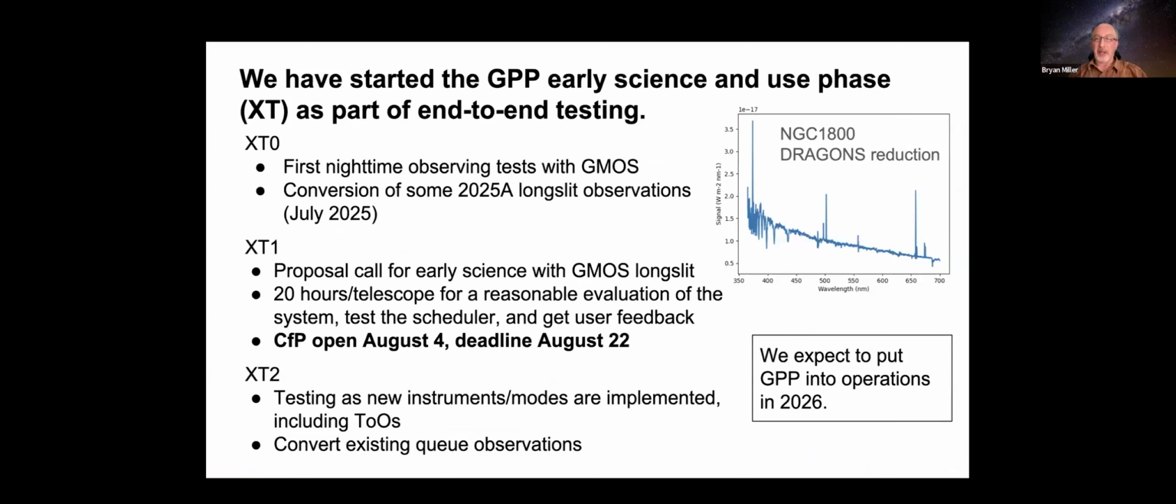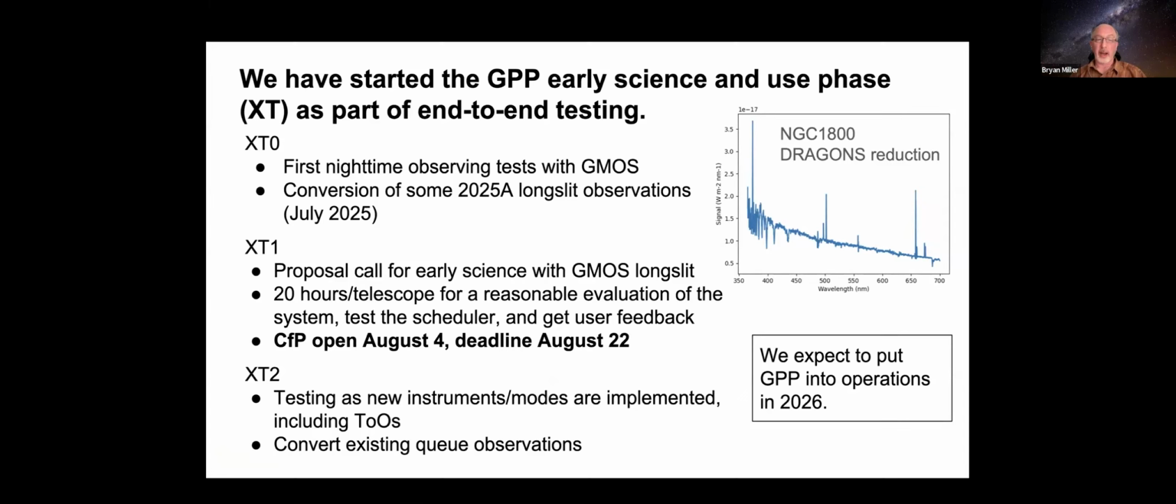So I've been mentioning GPP for many years, but it's actually becoming very real now. We've started the early science and use phase, which we call XT, part of our end-to-end testing. We have taken the first nighttime data with GPP, and here's a reduced DRAGONS spectrum from one of those nights. And we've been in the process of converting some 25A long slit observations into GPP, and we're trying to get those observed now. But the next phase is called XT1, for which we're happy to announce a call for proposals for early science with GPP and GMOS long slit.